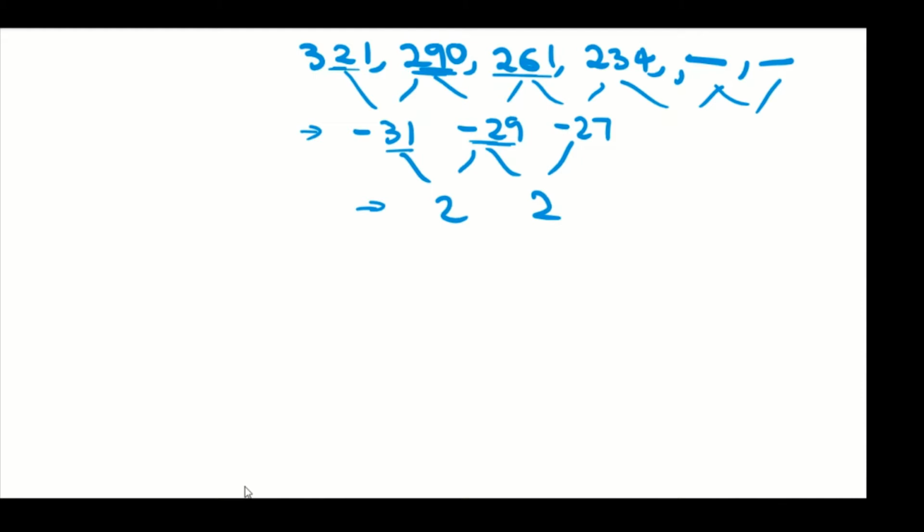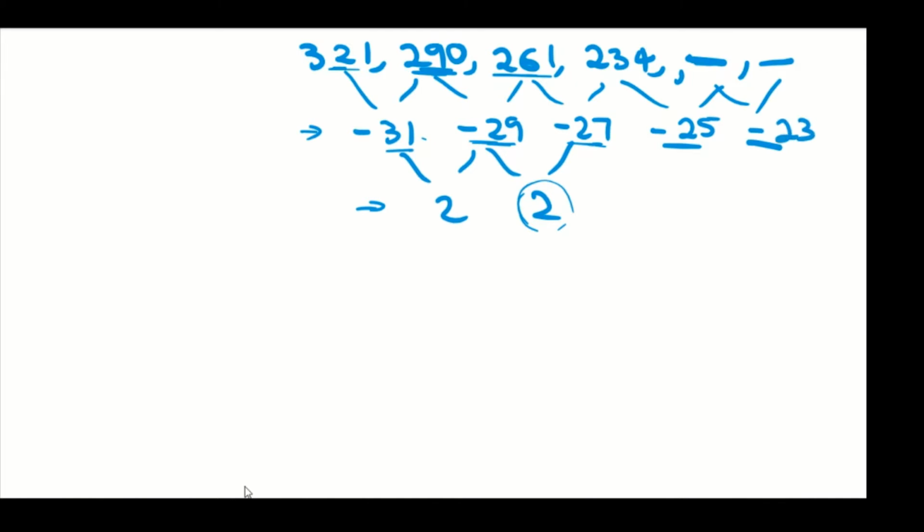So to find the next two terms, because the second difference is 2, it means this sequence is increasing. Remember, it's negative 31, it's smaller, and this negative 27 is larger. So this sequence is increasing by a constant difference of 2. So meaning that here it's going to be minus 25, and then here it's going to be minus 23, right?